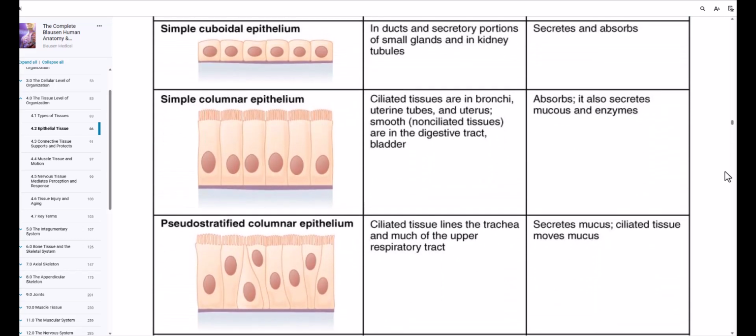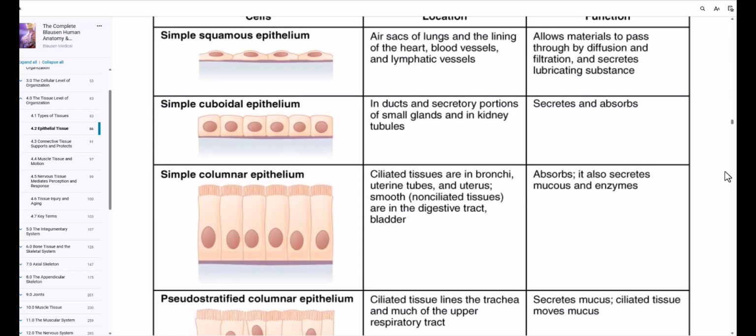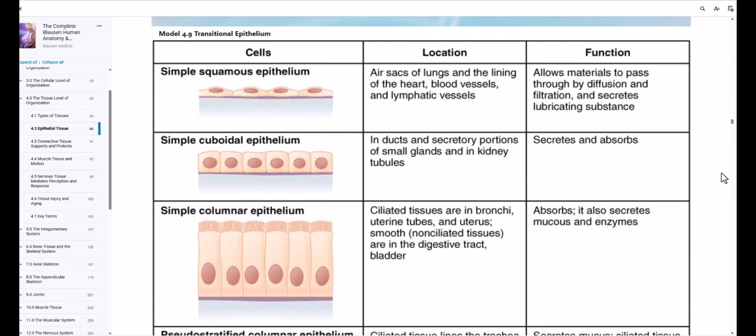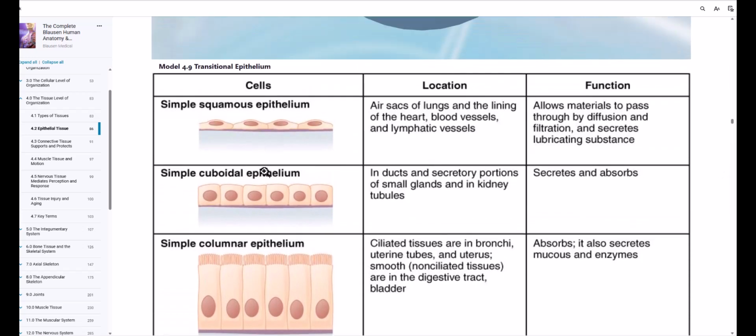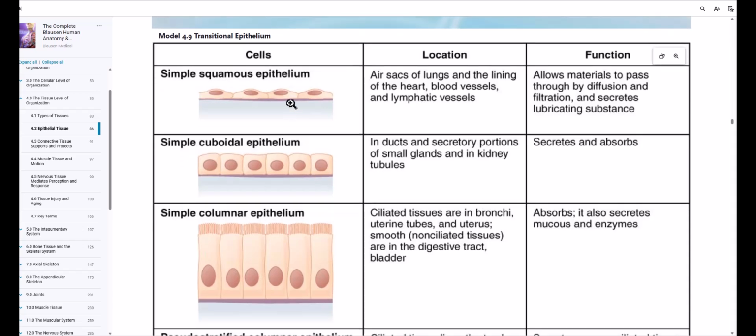So to recap, here's a nice little table. This table is going to break down the simple versus the stratified epithelium. I think we've got the shapes down. Let me just point out one thing.